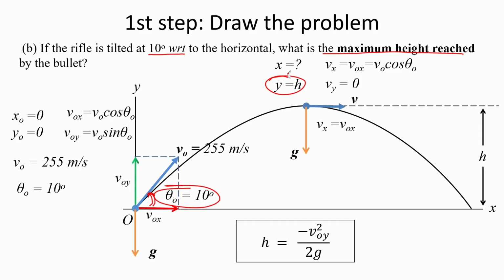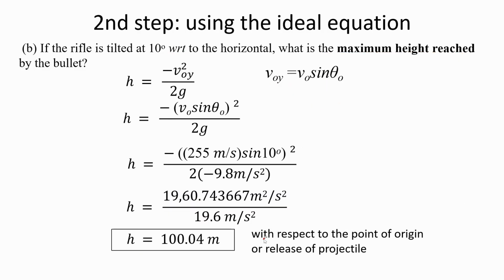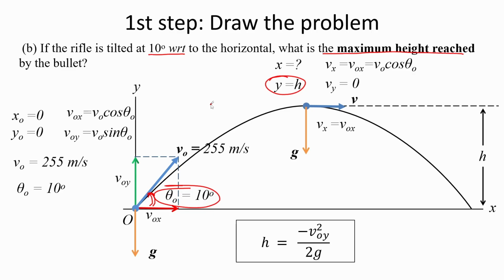Since the shape is a parabola, a symmetrical parabolic shape, we can use this equation here. H is equal to negative v naught y squared over 2g. Okay? We can use that equation. So substituting, v naught y squared, where v naught y is equal to v naught sine theta naught. Why is that? Okay? Let's look at the shape of this one. What is v naught y?